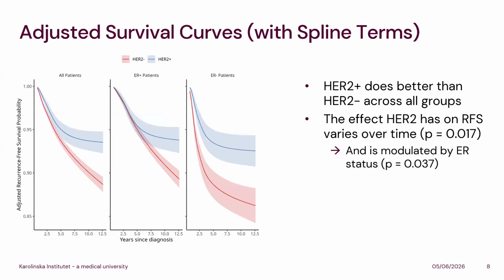And what you see when we do our adjusted survival curves is that they now switch. HER2 plus actually has better survival than HER2 minus. And what this tells us is that HER2 is just acting as a proxy for these worse tumor characteristics. And we also notice that there's obviously a time varying effect, and this time varying effect was actually modulated by ER status.